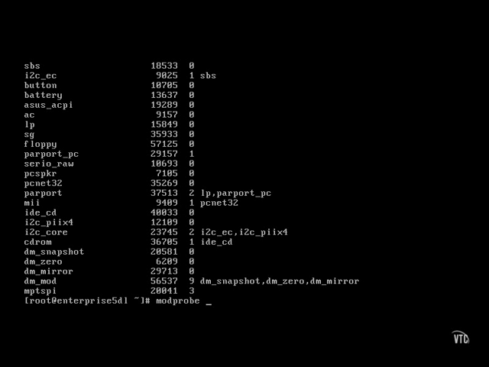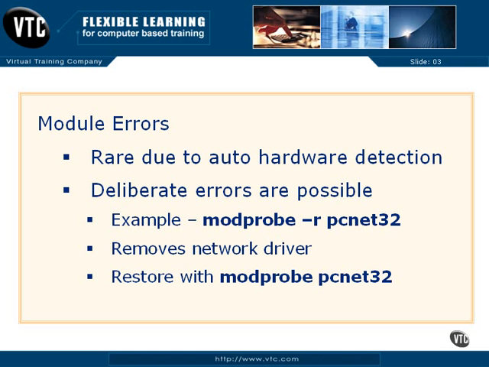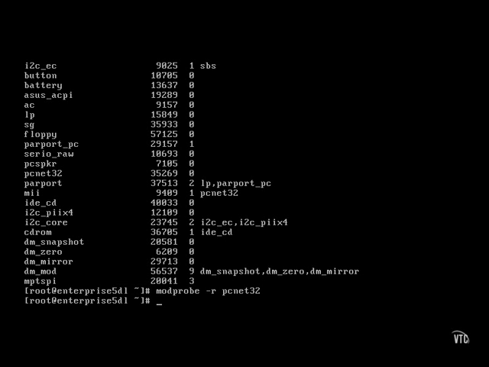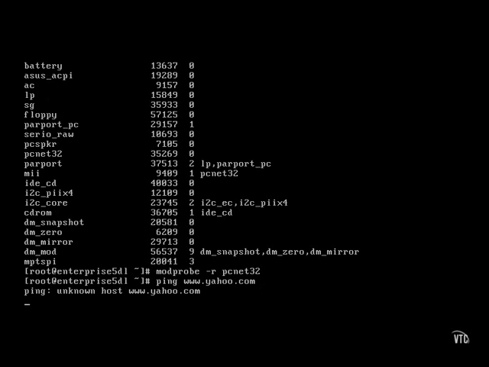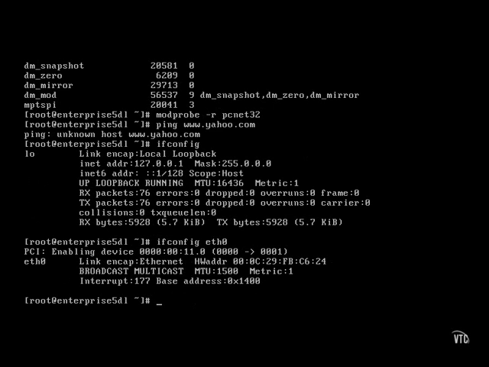For this purpose, I run this modprobe -r, short for remove, PCNet32 command. That removes the network driver. Could you still access the network? Nope. The network card isn't even up.